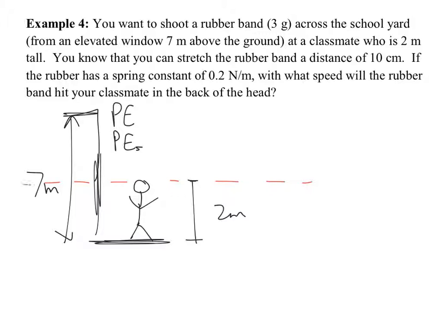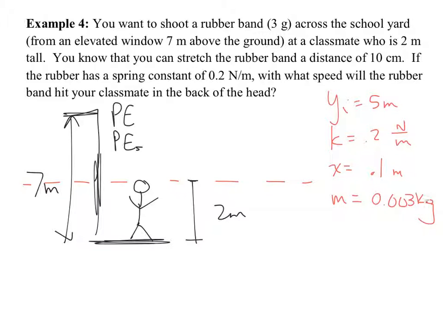So what's the actual starting height with respect to ground level then? 5 meters. yi is 5 meters if I call the person's head ground level. The rubber band has a spring constant of 0.2 newtons per meter. The rubber band can stretch a distance of 10 centimeters. That's your x value in the 1/2 kx squared. Remember, it's how far the spring stretches. 10 centimeters is 0.1 meters. You also know that the mass of the rubber band is 3 grams, which is 0.003 kilograms.